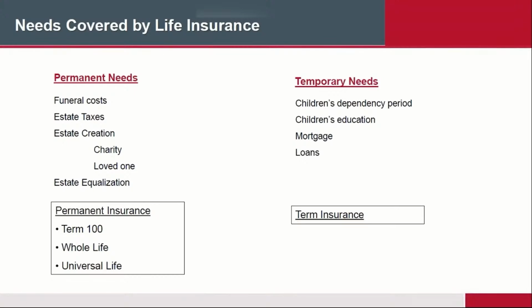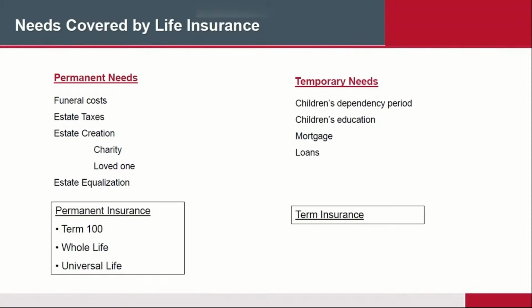Many charities today depend on life insurance policies. So when the donor passes away, the life insurance policy kicks in basically in a big lump sum. So I ought to leave a nice legacy to your favorite charity. It's what we call estate creation.